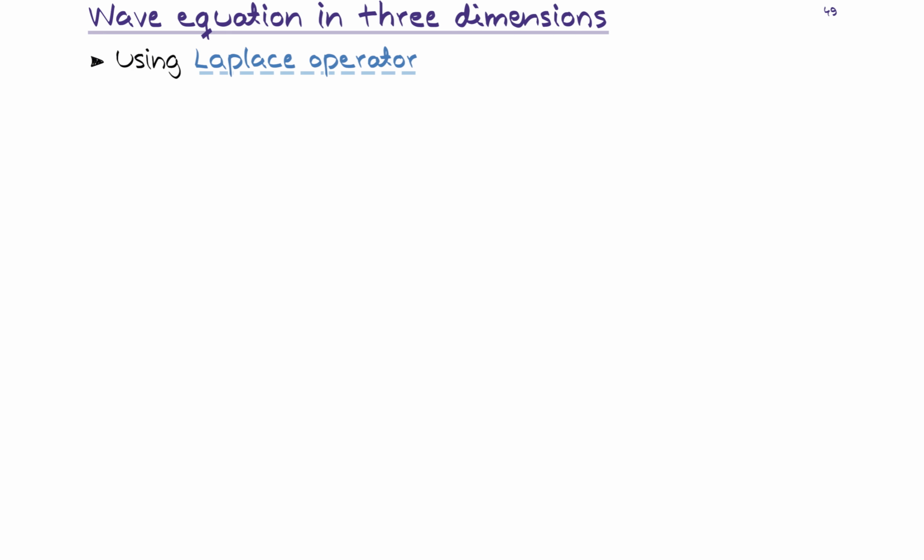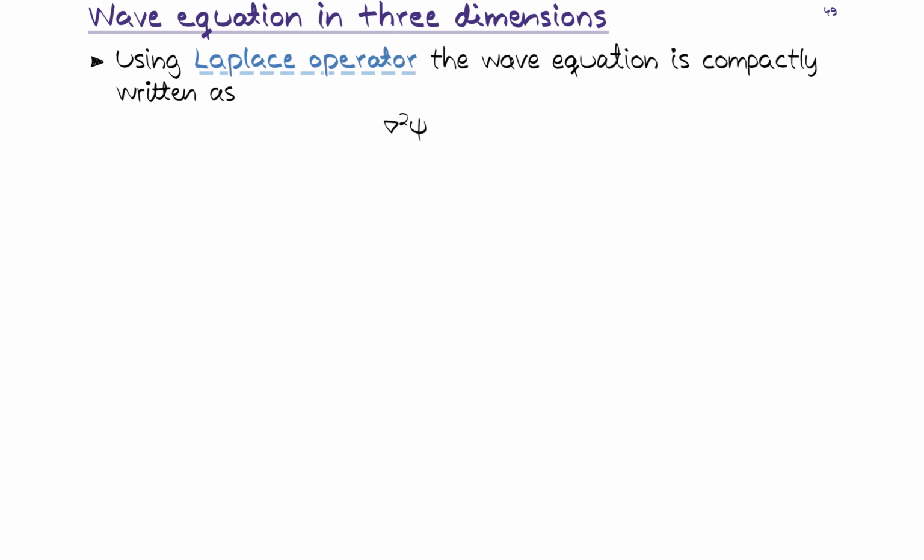So using the Laplace operator, the wave equation that we just discovered, we can really nicely write in a compact form. We have a Laplace operator operating on our wave psi, and on the right hand side we have 1 over velocity squared times the second partial derivative of the wave with respect to time.